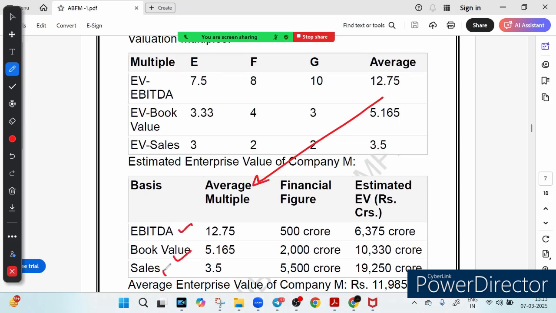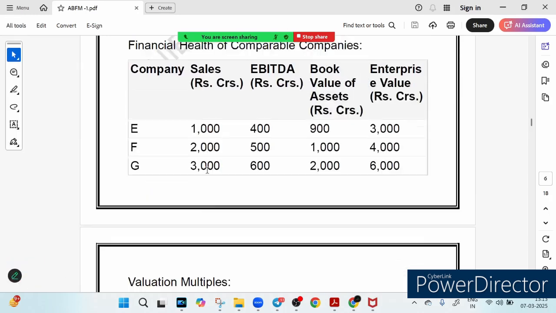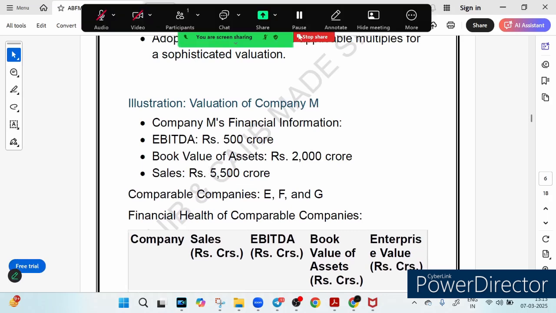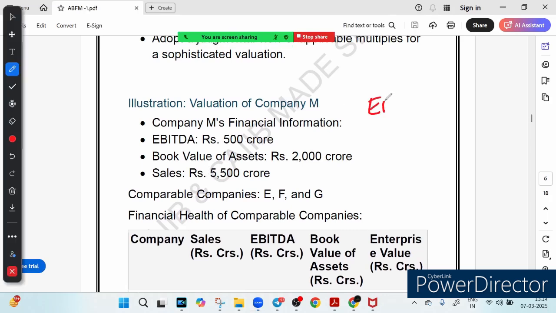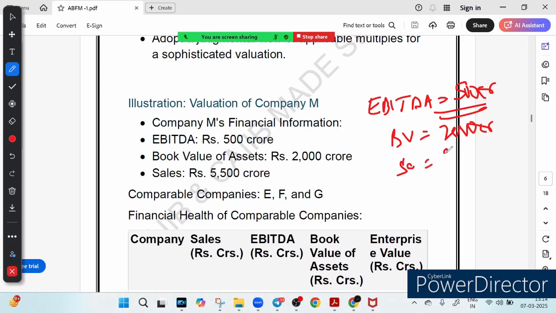Now what will we do? We will multiply the average multiple to get the exact value. So how do we do it? What is the EBITDA for company M? 500 crore. So just write 500 crore and multiply it with the average multiple, which is 12.75, and after multiplication you will get 6375 crore. So this is the estimated EV value based on EBITDA. Then book value. What is the book value? 2000 crore. You multiply it with the multiple, which is 5.165. So 5.165 multiplied by 2000.